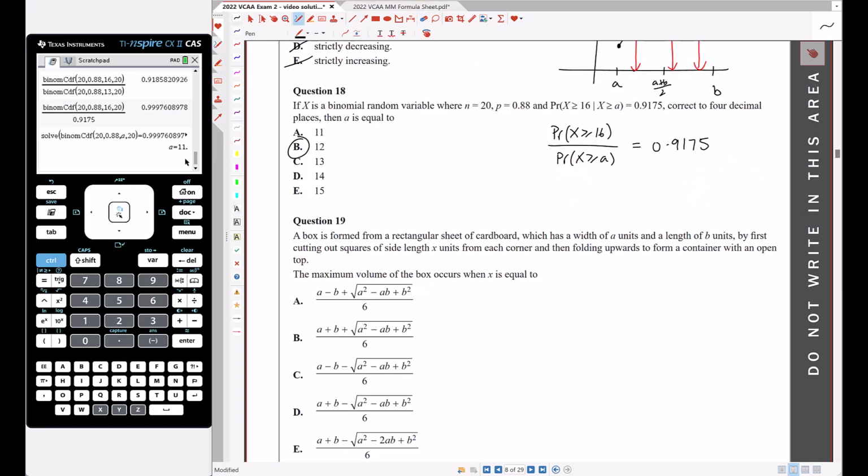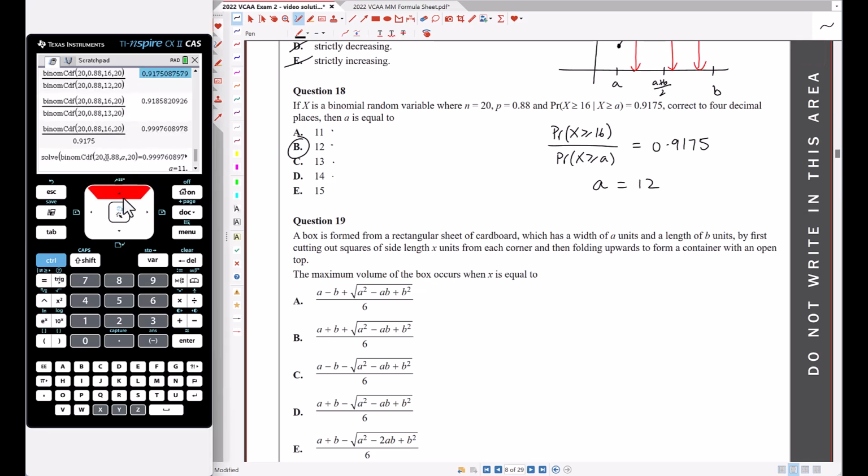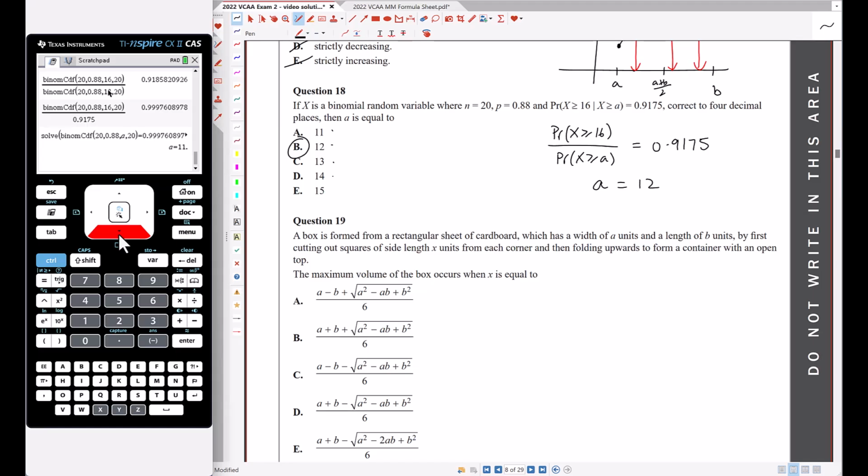And in fact, probably just working your way through these options, as I said, editing this calculation here and changing this value down here from 11 to 12 to 13, etc., until you get the one that gives you the answer you want, is probably the safest option here. So B is the answer to question 18.